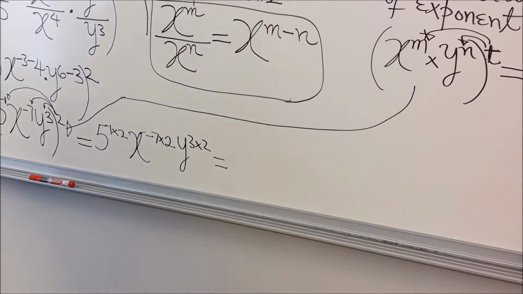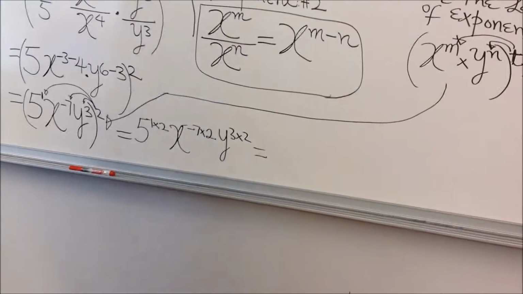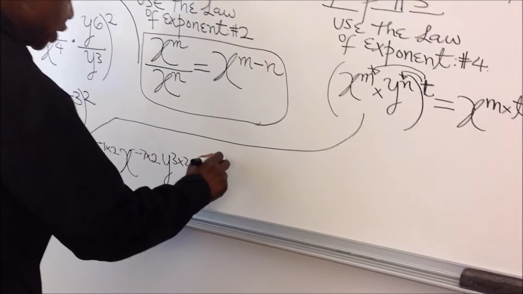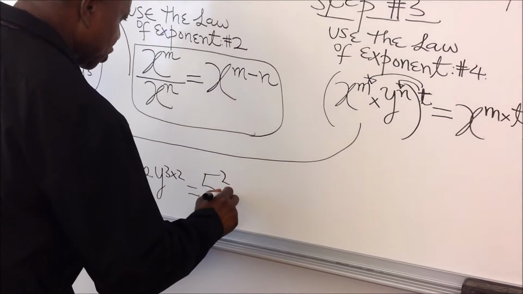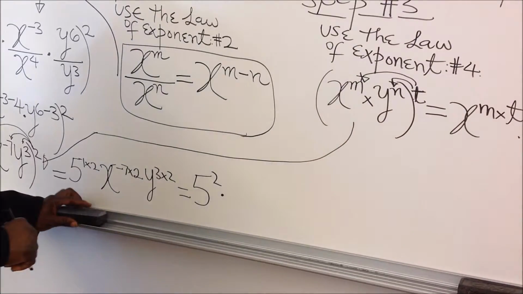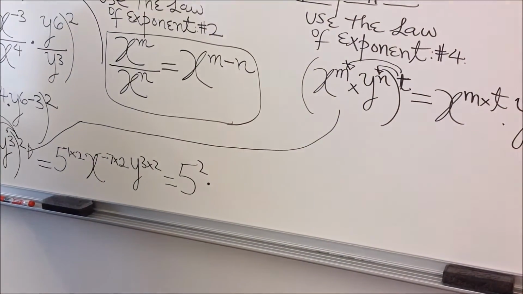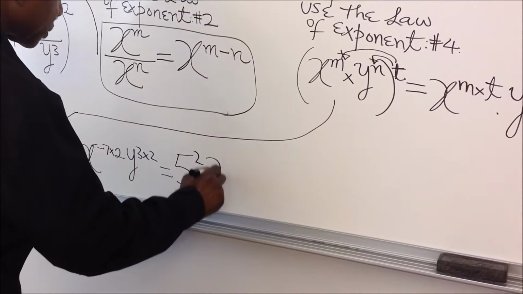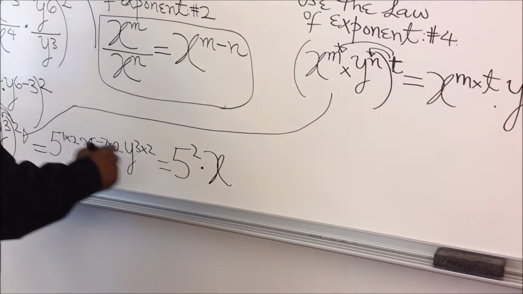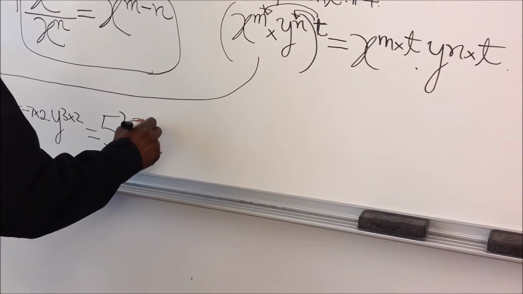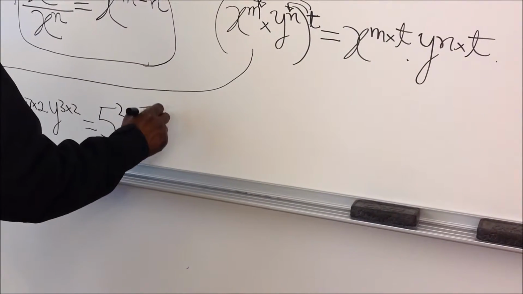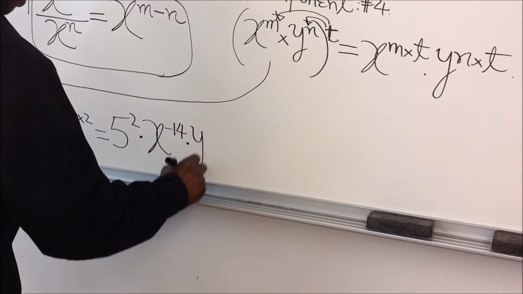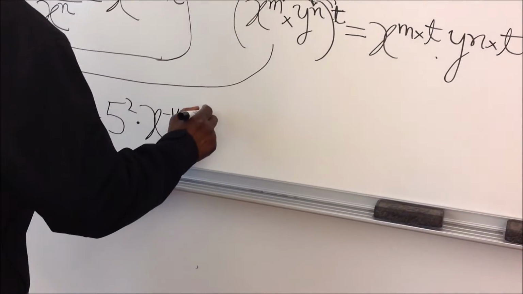So if we simplify this particular expression, we are going to get 5 to the 2nd power times x to the minus 14 power times y to the 6th power.